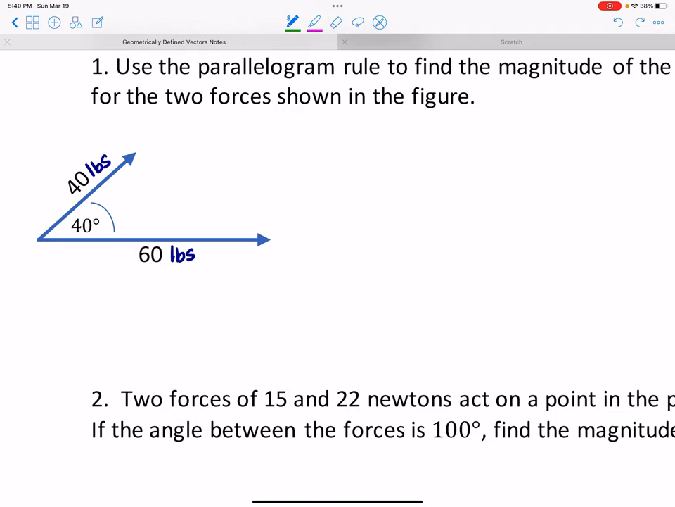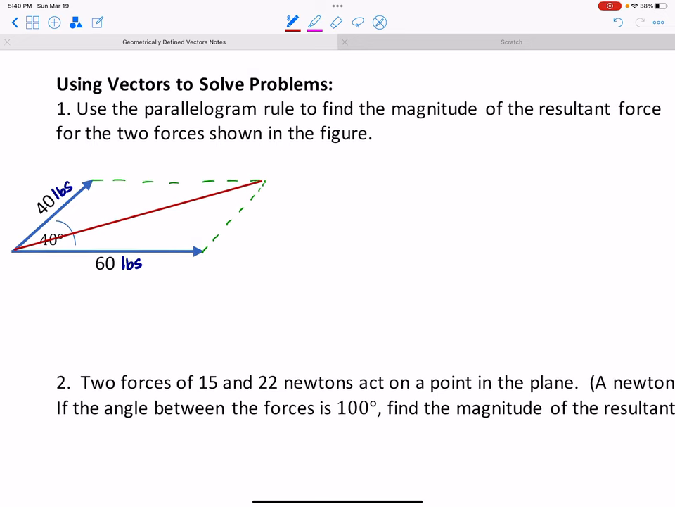So if I duplicated the 60 up here and duplicated the 40 over here, then I'm making a parallelogram. The diagonal of this parallelogram is the sum of those two. It is the resultant force, and that's what it's asking us to find. So I made a parallelogram by just duplicating the two forces that I was given. That's the two vectors that are already there.